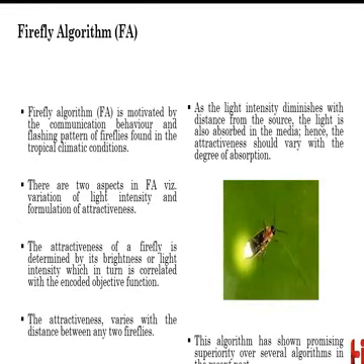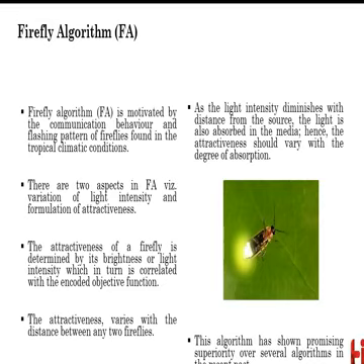Coming to the next algorithm that we are on the discussion, that is the firefly algorithm. This is typically motivated by the communication behavior and the flashing pattern of the fireflies, which are usually available in the tropical environment. So there are two aspects that we usually come across. One is the variation of the light intensity, and the other is the formulation of attractiveness. So attractiveness is usually determined by the brightness or the light intensity, which in turn will be related to your objective function, which we need to optimize.